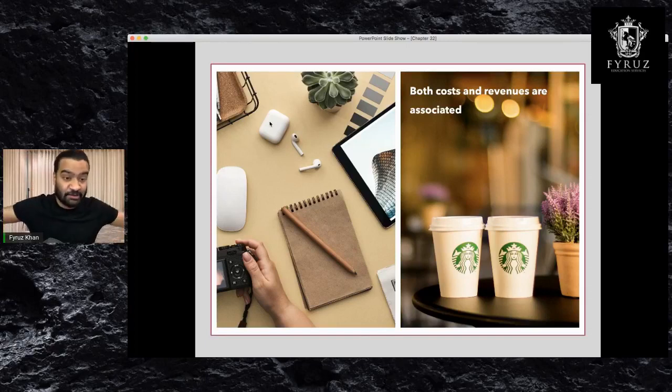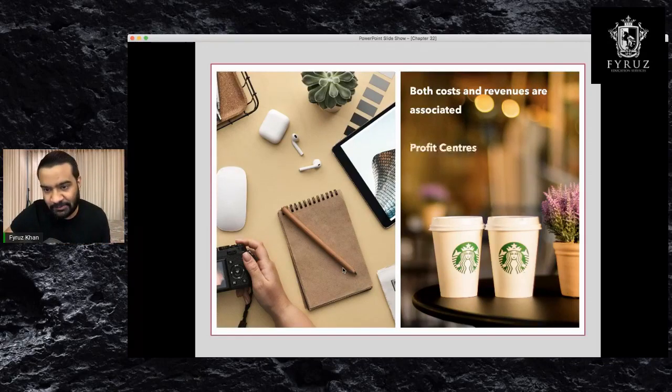In a Starbucks chain shop, you make the coffee, you sell the coffee. AirPods, yes, it took a lot of money to make the AirPods. There are costs associated, but when you sell this product directly, you are handling cash. You are responsible for revenue. It can be a mouse, it can be a DSLR, it can be this notepad, or this pencil. So different products can be that, and they are known as profit centers.